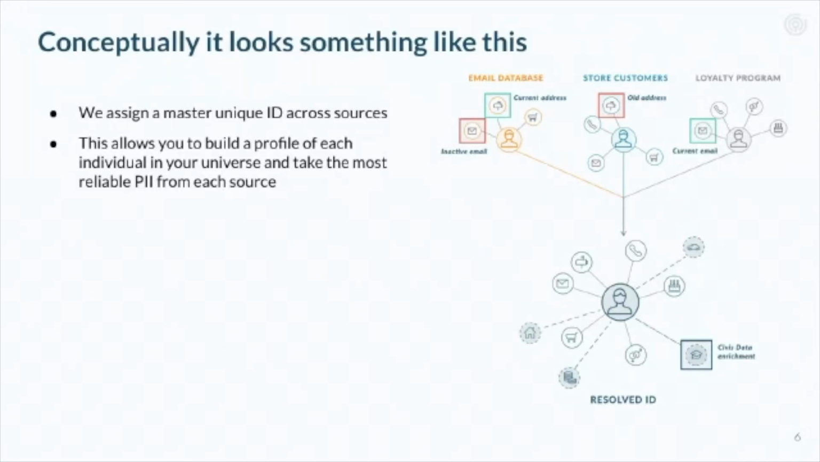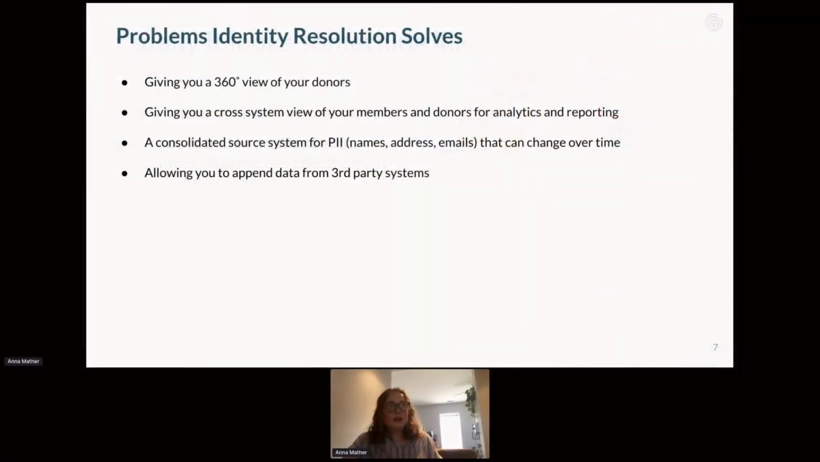At a technical level, that means that we're going to assign a master unique ID across sources, and this allows you to build a profile of each individual in your universe, and finally to take the most up-to-date and reliable PII from each source. So I'm going to dig into each of these a little bit more, but at a high level, the problems that identity resolution does solve is, first off, like I've mentioned, giving you a 360-degree view of your donors. I'll talk a little bit more about what that means. And slightly different, but giving you a cross-system view of your members and donors for analytics and reporting.